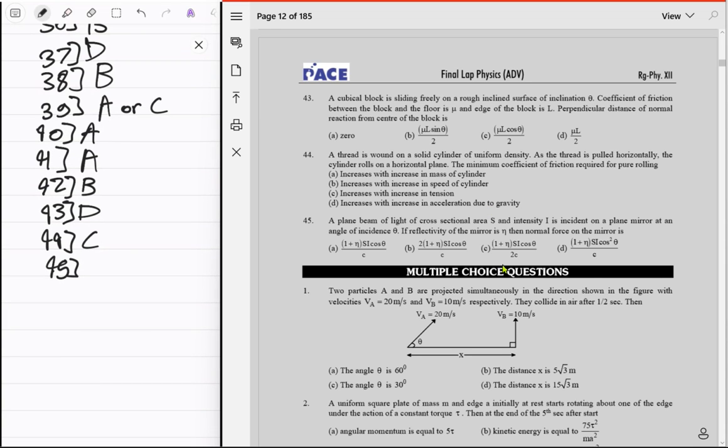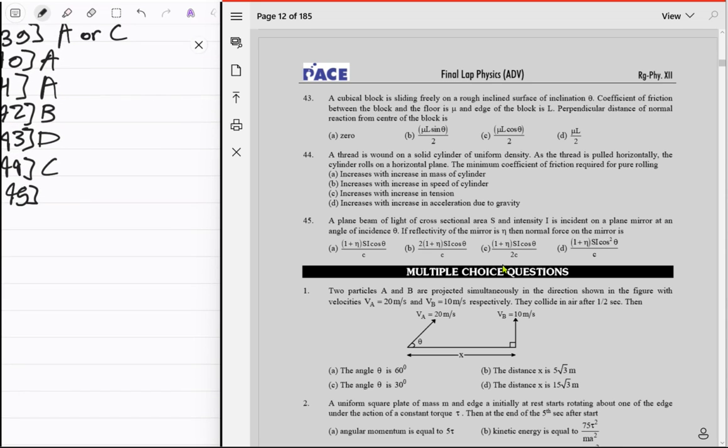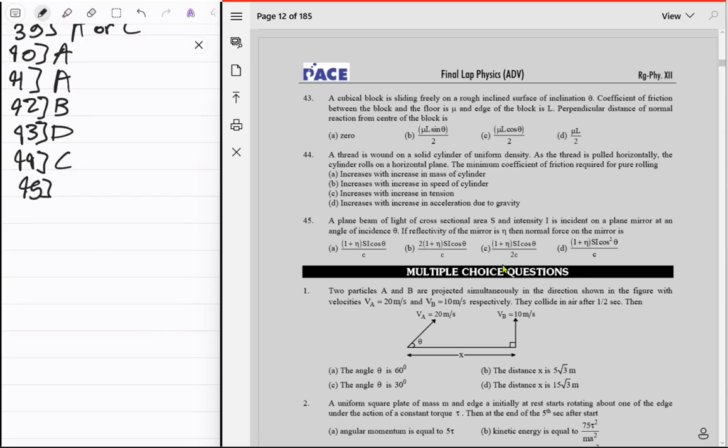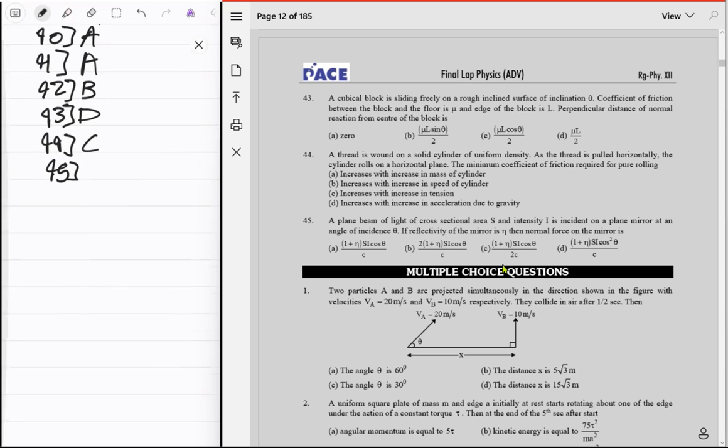Okay, a plane beam of light of cross section S, intensity I, is incident on a plane mirror at an angle of incidence theta. The reflectivity of the mirror is eta, and the normal force of the reaction is... So right, understood. So eta times intensity will have gone out, right? So the beam that went out, fine. I guess it can be done. First of all, what's the momentum of the incident beam, right? We have to find that. Just do this thing.